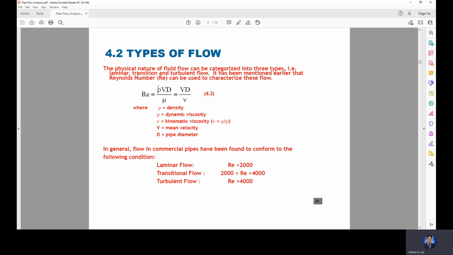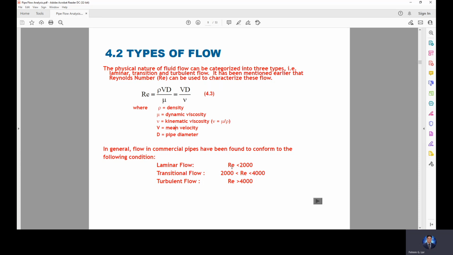So this is the mathematical equation of Reynolds number. Then in most cases, kinematic viscosity is given or known. So we know that kinematic viscosity is equal to dynamic viscosity over rho. So there are some equations that we will use the kinematic viscosity. But actually, kinematic viscosity is just equal to dynamic viscosity over density. Okay? So this is the Reynolds number.